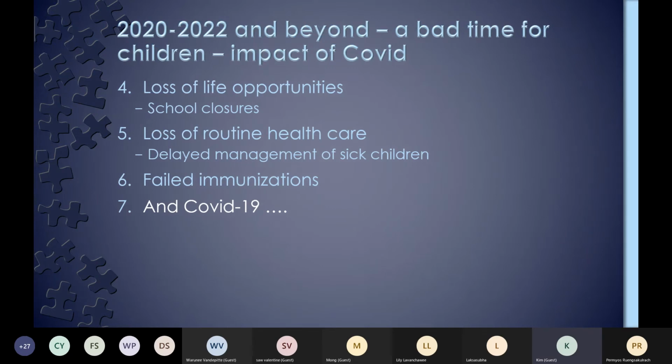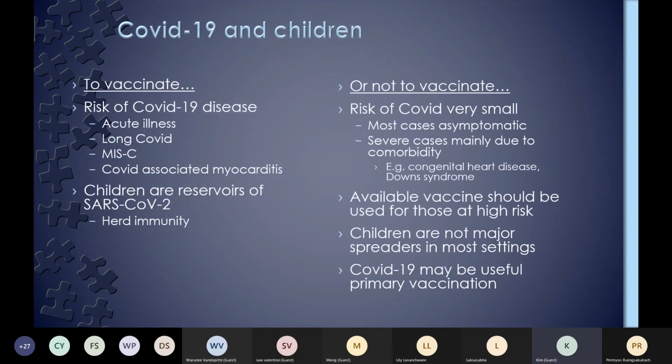And finally, a couple of words about COVID-19, because that's what I'm supposed to be talking about. Now, the big issue with COVID-19, which Dr. Permyos has already raised, is about vaccinating children. And there's a lot of discussion about this at many levels. We've discussed this within the WHO SAGE committee, which I'm a member of, and I'll come back to the conclusions a little bit later. But it's been discussed at country level, I think, in all countries. And in Australia, I was involved in a discussion with government on this issue.